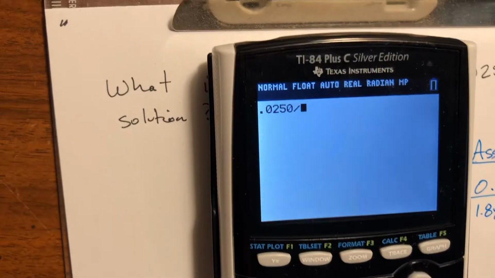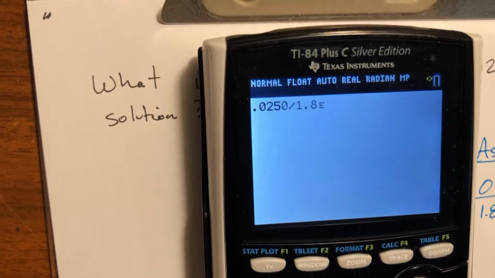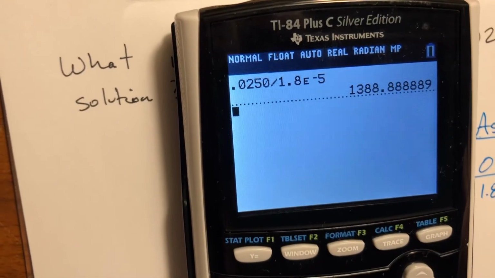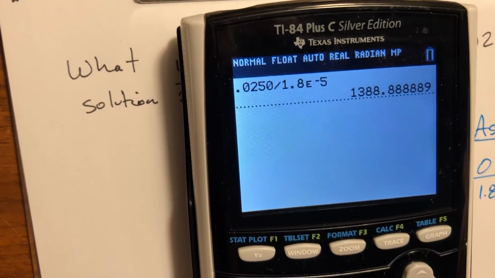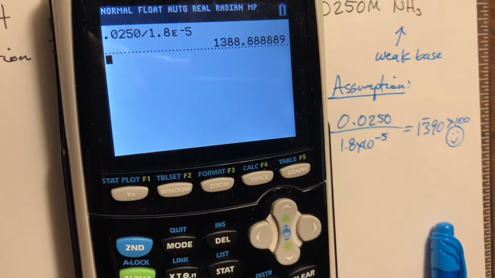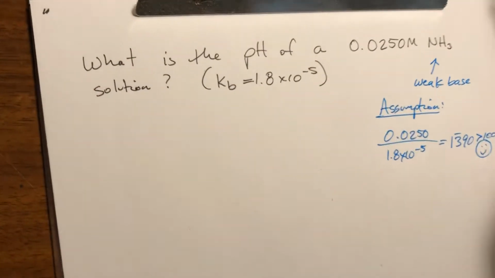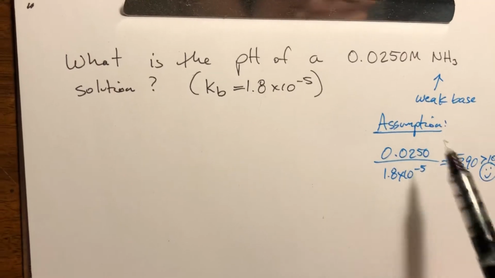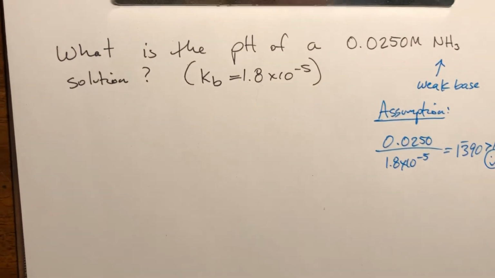0.0250 divided by 1.8 e to the negative 5. And I've got a value of 1390 basically, which is well over 100, so that means we don't have to use the quadratic. Okay, which should make our lives easier. The rest of the problem is still the same. The main difference is that because it's a base, we're gonna have to solve for pOH first.